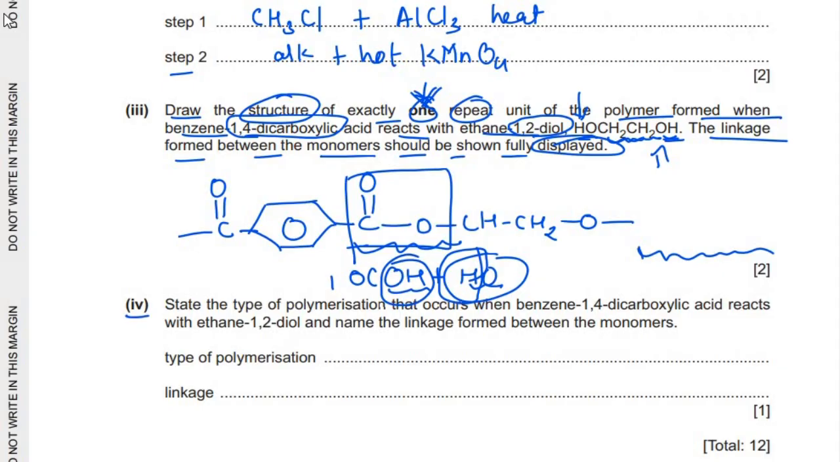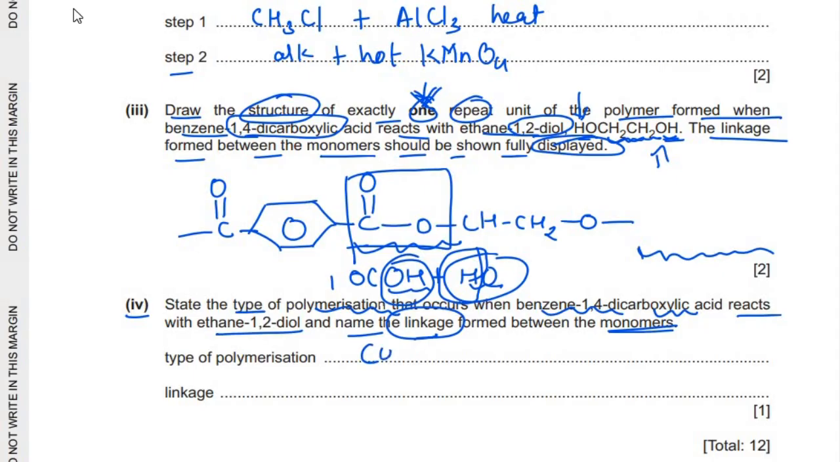Okay, the fourth part is: state the type of polymerization that occurs when benzene 1,4-dicarboxylic acid reacts with ethane 1,2-diol, and name the linkage formed between the monomers. So what is the type of polymerization? Now we have two types of polymerization, addition and condensation. Addition, we know, requires a C double bond C, that is an alkene group. Here we don't have an alkene, we have carboxylic acid and alcohol.